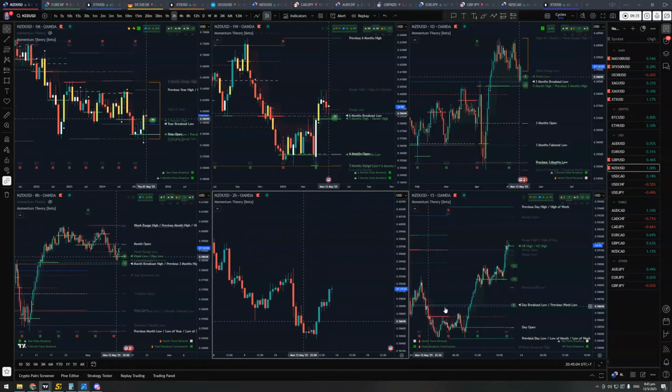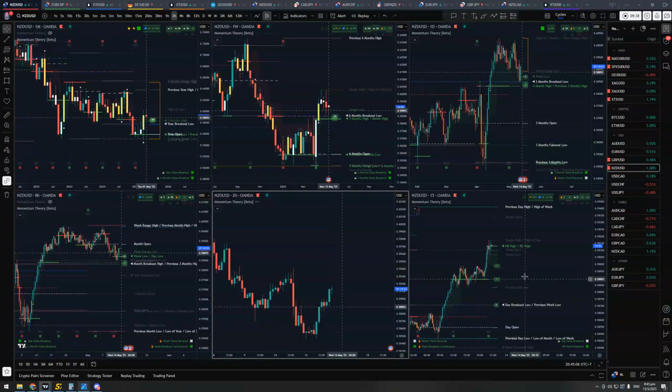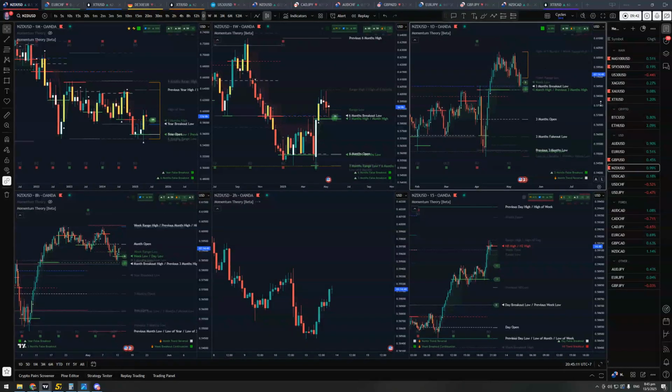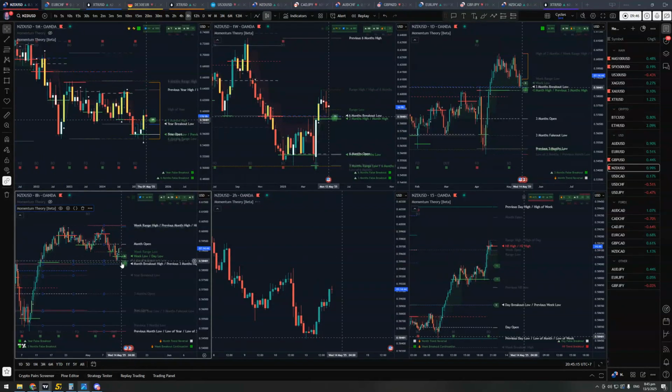I'm just going to go from level to level. So right now I'm looking for a pullback, a fake out of a low to take this back up. And I can find that either on the daily here, faking out the H8, or on the monthly, faking out the week low. So actually, we are faked out the week low.